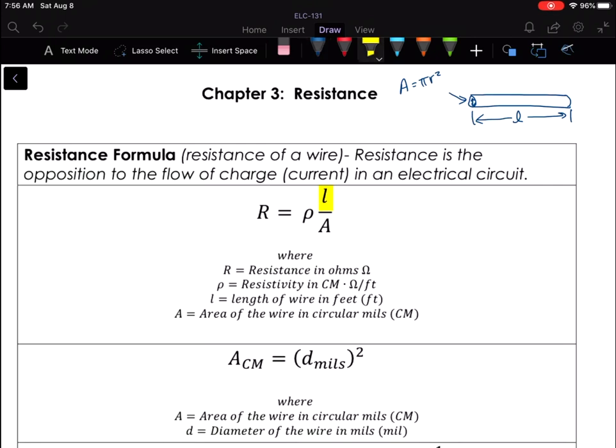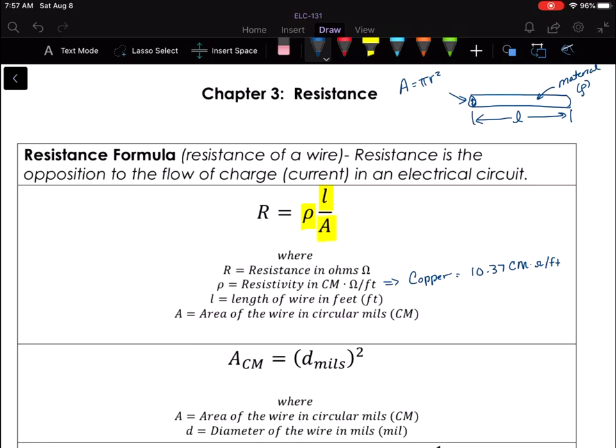So be careful of that, because you're going to probably need to calculate the area before you can plug that into your equation. And then, of course, we have whatever material the wire is made of, and we use rho to symbolize that. That's the resistivity of that material. For instance, for copper, the resistivity is about 10.37 circular milliohms per foot, those are the units of that. Okay, so our equation is rho times length over area will give us the resistance of our wire.